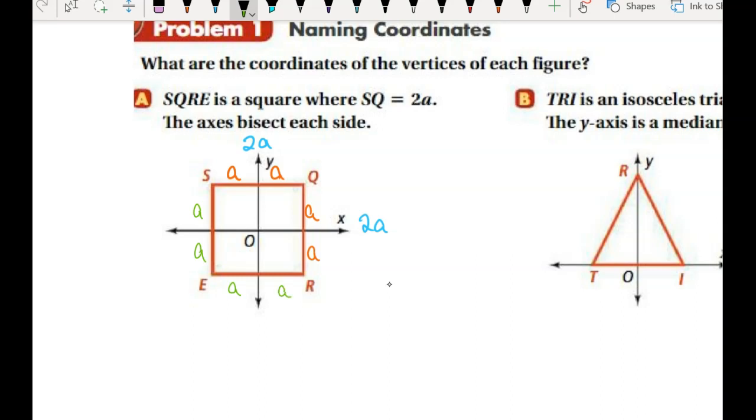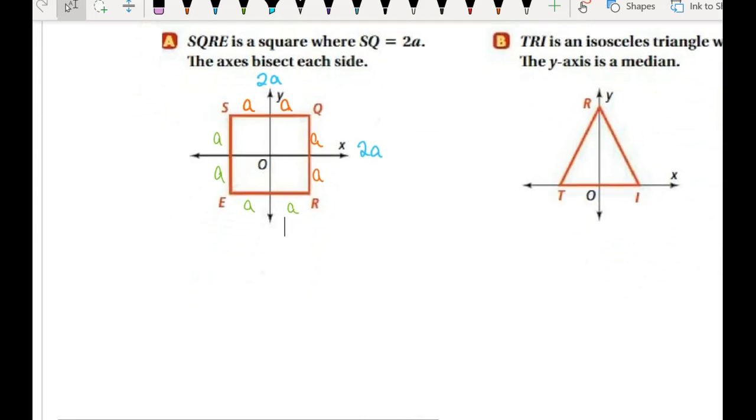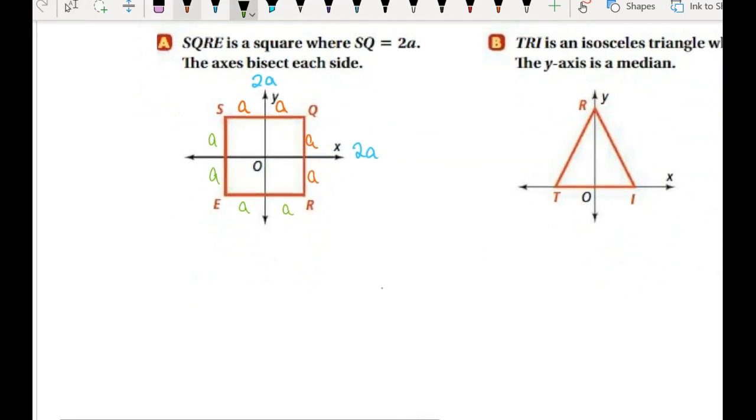And we know that because it's a square and because they tell us it bisects each side. What does bisect mean? It means breaks into two equal parts. So if I wanted to know what are the coordinates of S, what would you say? So it goes to the left. How many units? A units. So negative a.